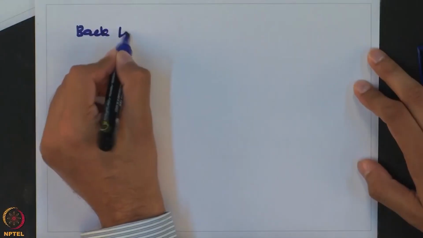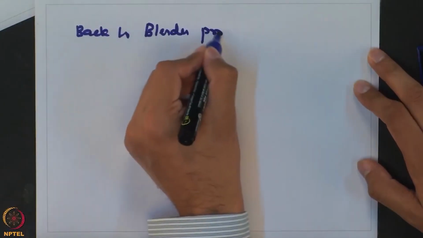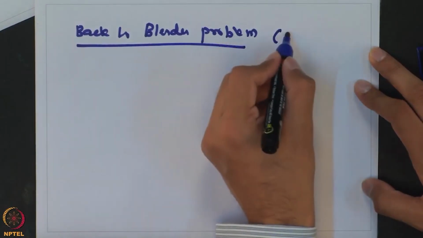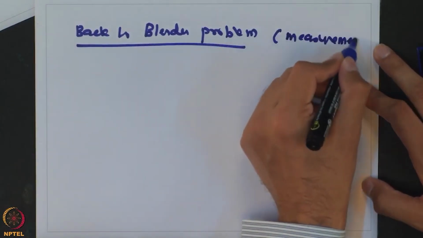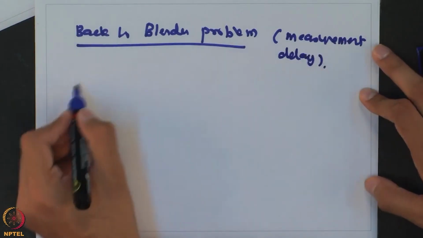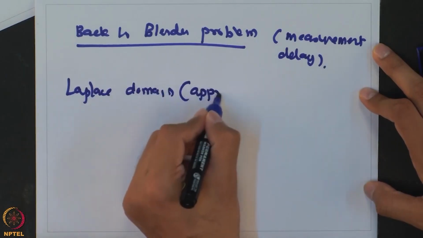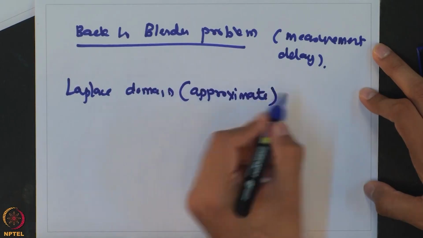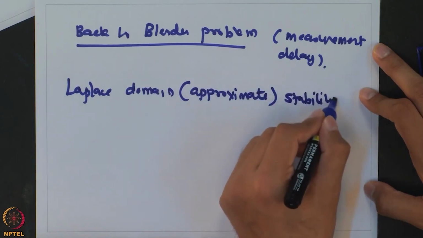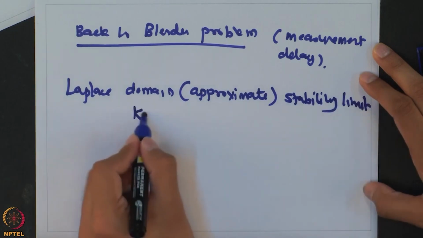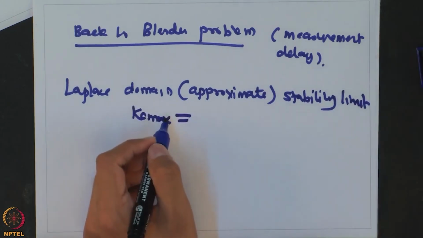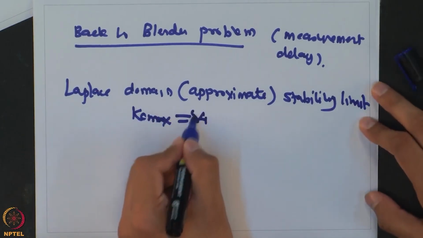So, let us now complete this discussion by looking at the same tutorial problem of the blender. So, back to the blender problem, which had measurement delay. The Laplace domain analysis, which was an approximate stability limit, was Kc max equal to 8403.